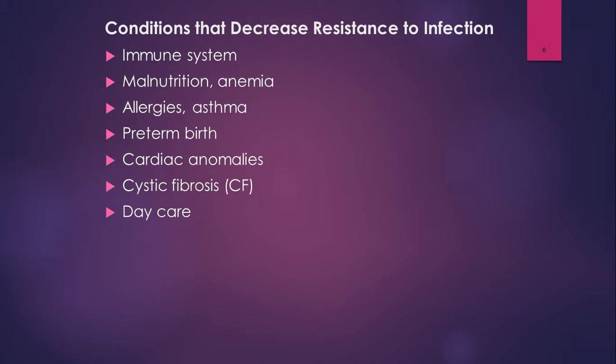Conditions that decrease resistance to infection in children are problems with the immune system, malnutrition and anemia, allergies and asthma, preterm birth, cardiac anomalies, diseases like cystic fibrosis, and also the exposure when they go to daycare.